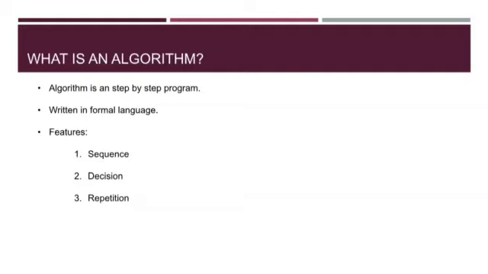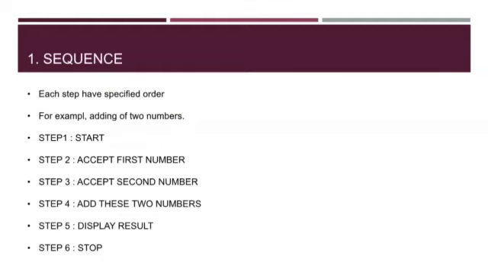There are three main key features to discuss about algorithms. Those are sequence, decision, repetition. First of all, we go for sequence. Sequence means that each step of an algorithm is executed in the specified order. That means every algorithm has a step-by-step procedure in a specified order, like step 1, step 2, step 3, like that.